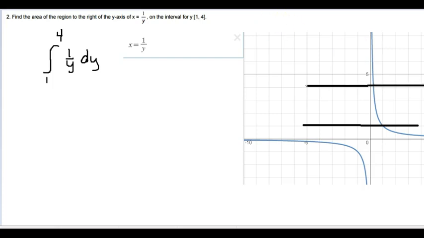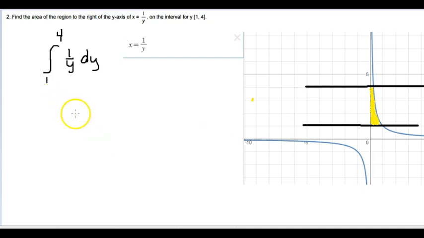mostly. There we go. And we're finding this area right in here. Okay, and so to do that, again, we find the integral on the interval.